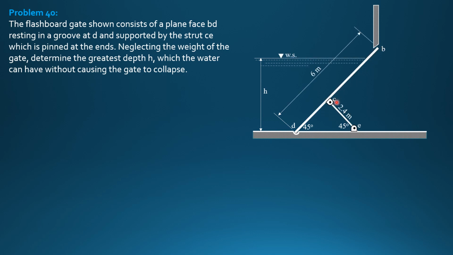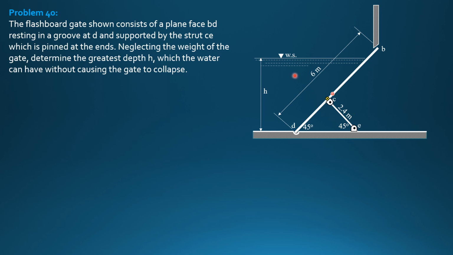Notice that the gate can collapse if the hydrostatic force acts above C. So it will create a moment about this strut, and it will collapse here. So that it will not collapse, the force should act at C, or the center of pressure should be at C. So here we go.